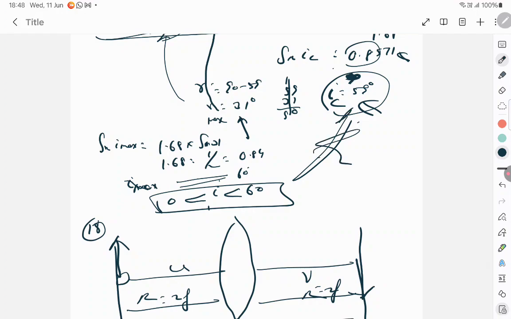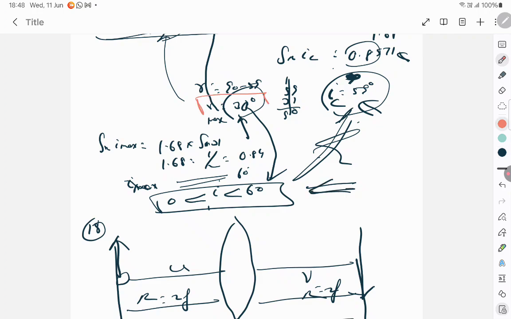But I can say that your R is 30. So let's keep this as 30, or 90 minus 30 is 60. So your I can range between 0 and 60. This is something that you need to get very, very clear in your mind. They will ask you as MCQ.